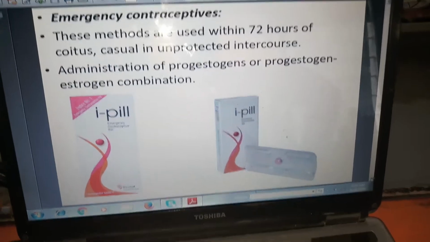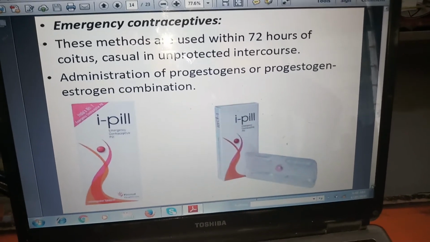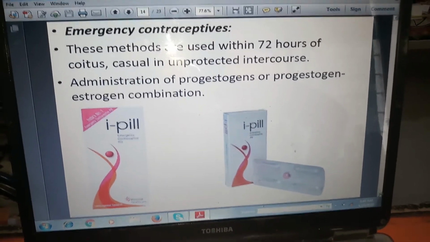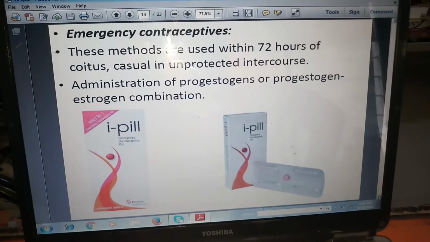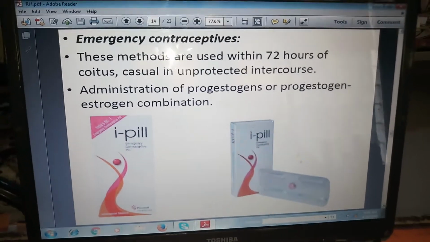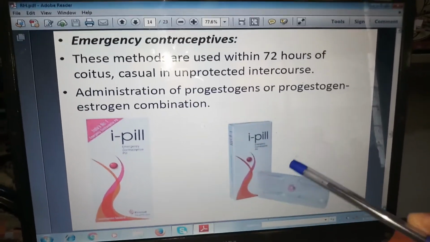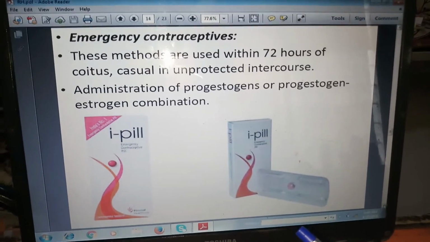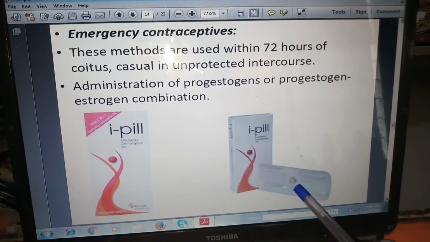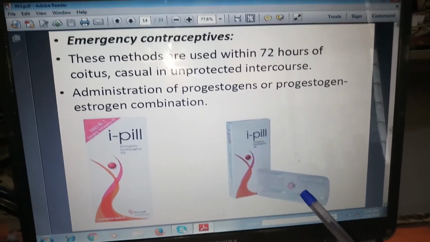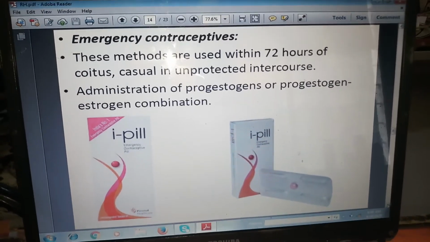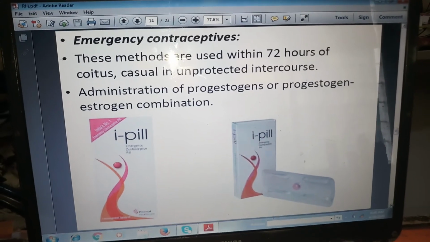As I explained to you, these oral pills or tablets are based on hormone therapy, that is the female sex hormones estrogen and progesterone or a combination of both. You can see here, this is again the pill. In the earlier slide you saw Saheli, and this is the emergency pill. Only one tablet is available in one strip, and the person has to take it within 72 hours of the unprotected sex.